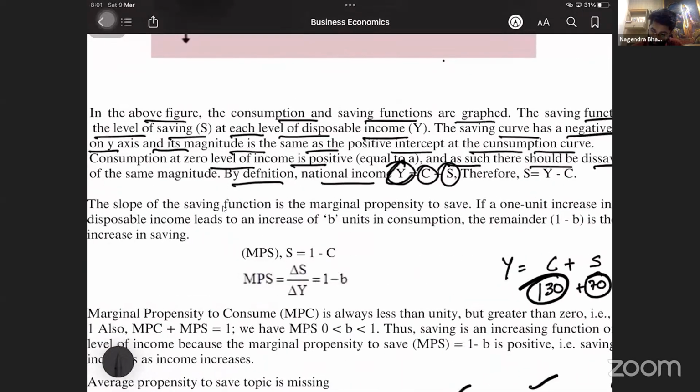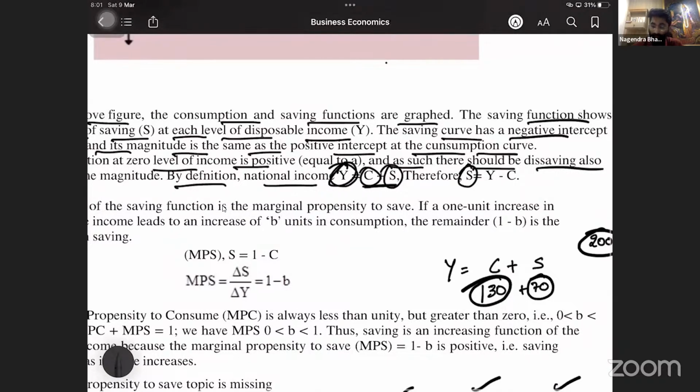See, Y is equal to C plus S. Therefore, S is equal to Y minus C. I'll bring C this side. See, Y is equal to C plus S. Then if I bring this side, S is equal to Y minus C. Understood? S is equal to Y minus C.